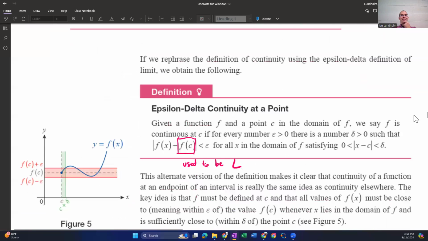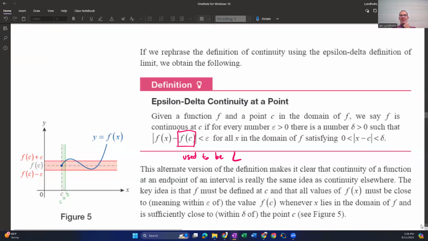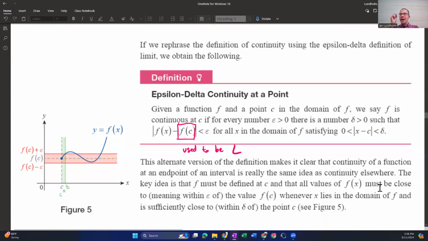Here's a throwback to the epsilon delta definition of limit. The main thing that I want to point out is that the only thing that's changed is that this portion used to be L for a general given y value, but now that L is replaced with f of c because we want the function value to equal that specific y value. So that's really the only thing that's different. The picture that would be going on is the same.